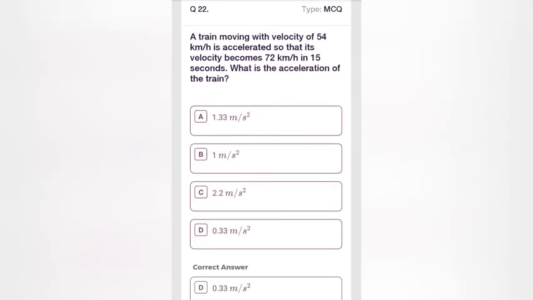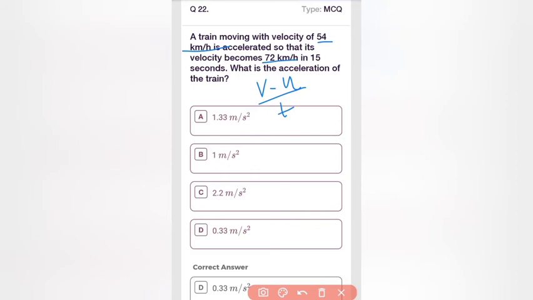A train moving with a velocity of 54 km per hour is accelerated so that its velocity becomes 72 km per hour in 15 seconds. What is the acceleration of the train? So here they have given the initial and the final velocity. Initial is 54 kilometer per hour and final is 72 kilometer per hour.